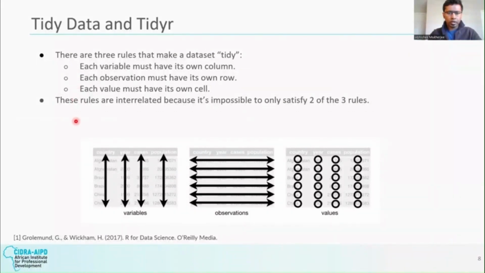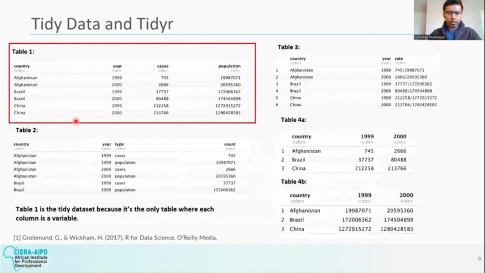These three rules are interrelated because it's not possible to only satisfy two of the three rules. So understanding this concept is very important. And using these three rules, we can now go back to our slide and check which table in that particular slide was a tidy data set. So here we can see that table 1 is our tidy data set because it's the only table where each column is a variable.